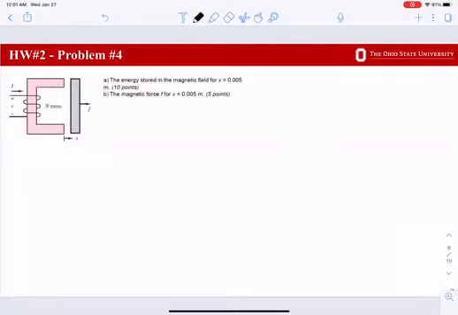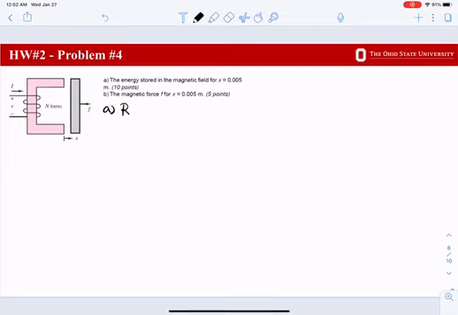Okay, this is the video for homework 2, problem 4, in 3360. Problem 4 asks you to calculate the energy stored in the magnetic field for x equal to 0.005 meter, right? So let's try to do that.